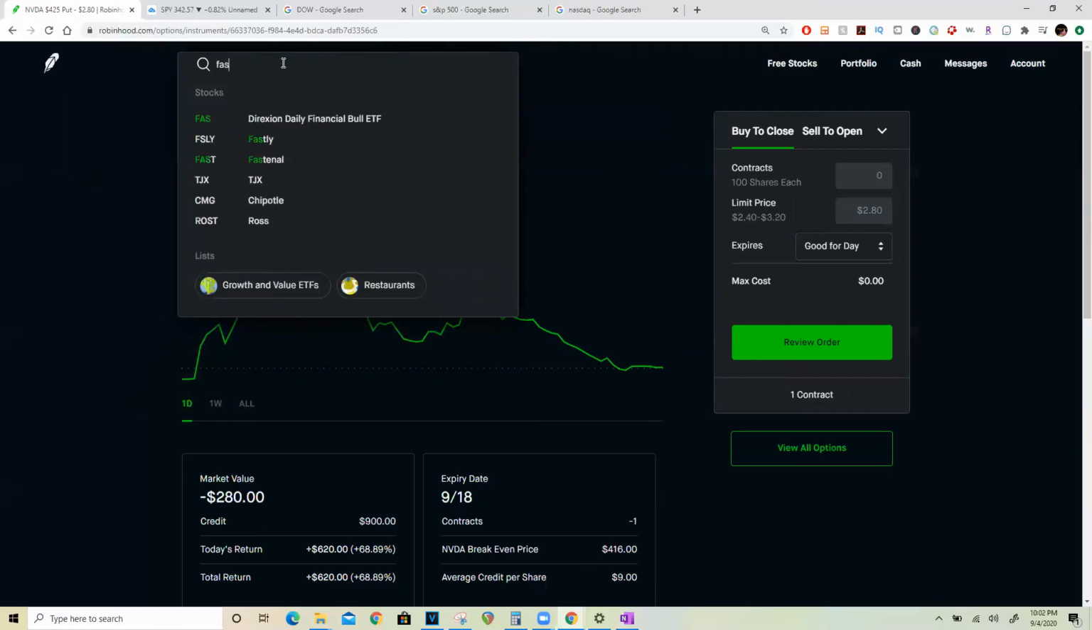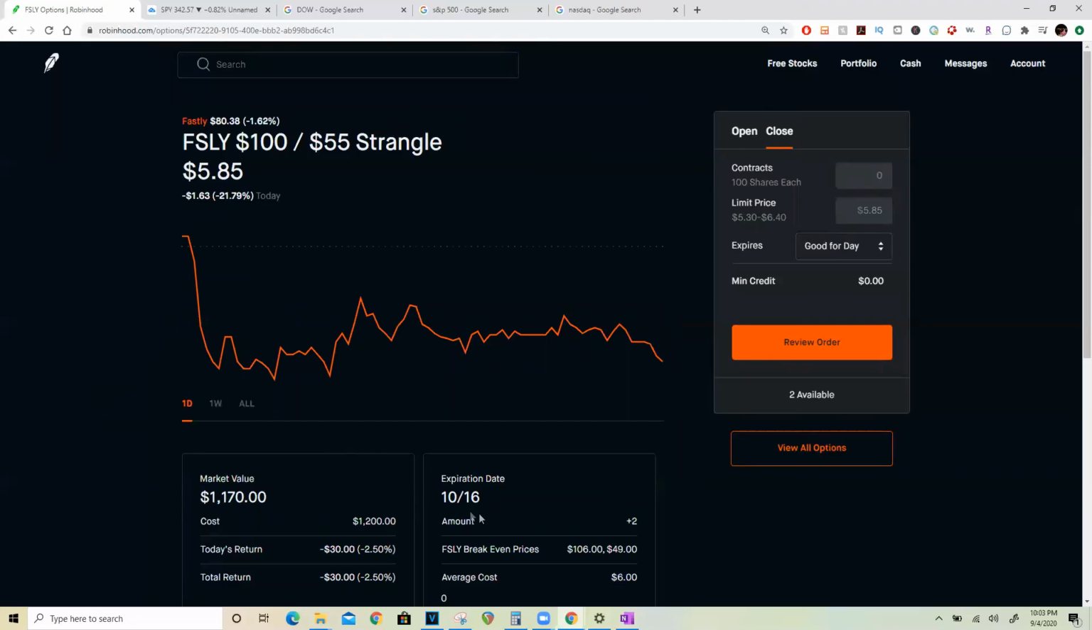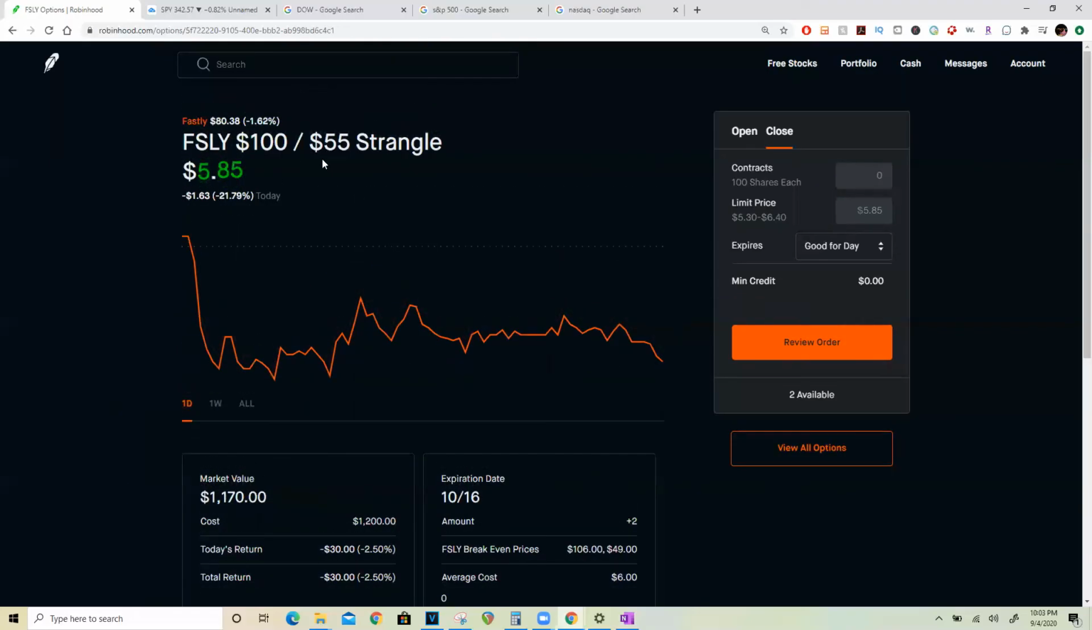Another one that I'm still holding on is Fastly here. So with Fastly, I got the October 16th Strangles instead of just the 18th, just to give myself a little more time. And in this case, I bought 2 of the $100 calls and 2 of the $55 puts. Another reason why I did this is because Fastly also is a really big mover. I think they've gone down a lot. They may or may not go down more, but if it shoots back up, a lot of times Fastly goes up 9-10% in a single day, okay?